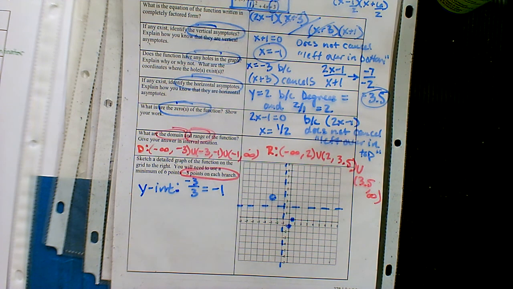We're done with our characteristics. Okay, we found all of those. But how can we get a few more points to help us out?